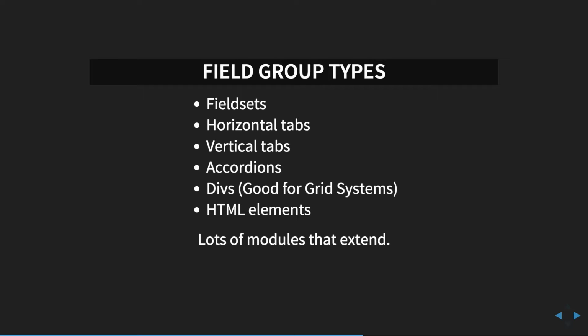Here are all the types you can do. Field sets, horizontal tabs, vertical tabs, accordions, divs, and other HTML elements. So you could, you know, put things in spans or H1s or tables if you wanted to. The only advice I would have is to kind of keep a consistent theme throughout your admin site and, of course, throughout your front end.